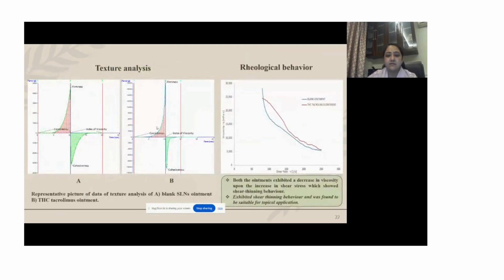So next is texture analysis. In texture analysis and rheological behavior, both the ointments, that is blank ointment as well as THC tacrolimus ointment, exhibited a decrease in viscosity upon increase in shear stress, which shows the shear thinning behavior. So this is suitable for our topical formulation because we need shear thinning behavior. So we have observed this behavior of our formulation.